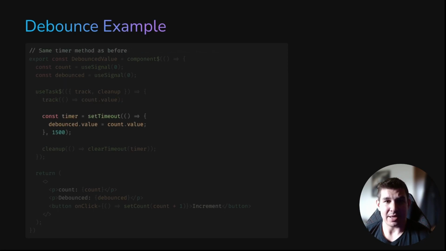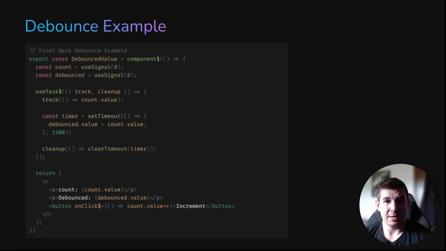This is the same setTimeout method that we were using in the useEffect. And here we have the cleanup, which is used to ensure the old timer gets cleared if this is fired again. Next, we need to ensure that we update these signals to render out their values properly. In Qwik, this is simply done by adding the .value to both signals. Finally, we need to update the button's onClick handler. We replace it with the onClick and increment the value of the signal directly. So here is the final Qwik version.